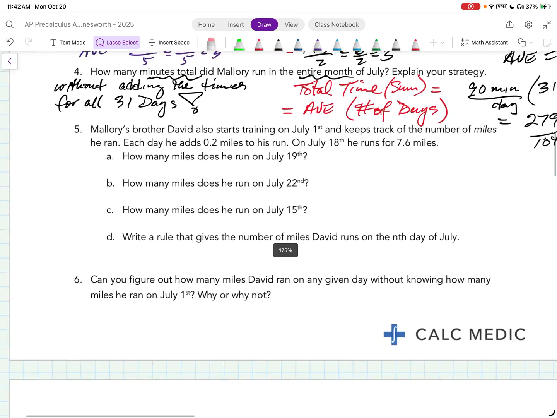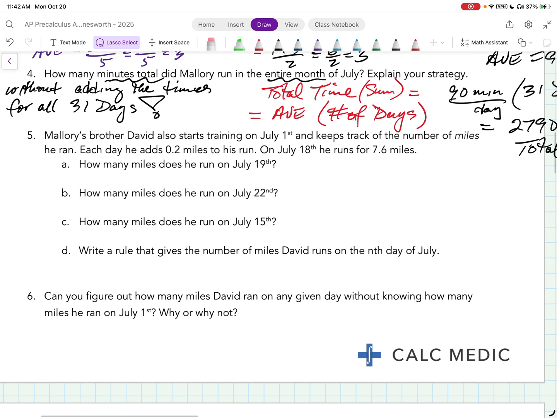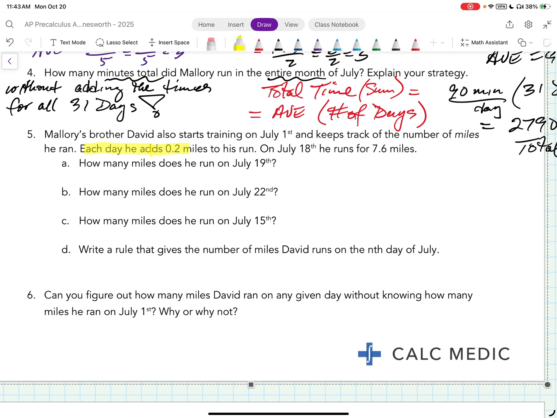Now let's extend it here. Mallory's brother David also started training on July 1st, and he keeps track of the number of miles instead of the number of minutes. He adds 0.2 of a mile to his run each day, so there is the rate of change. On July 18th, he runs 7.6 miles. How many miles does he run on the 19th?